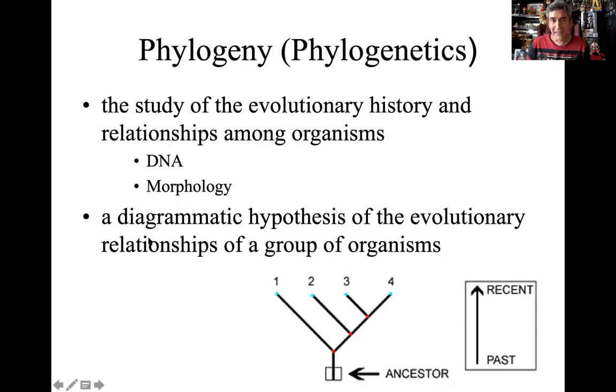When it's presented, right? It's presented as a diagrammatic hypothesis of the evolutionary relationship of a group of organisms. So from past to more recent, right? So here we have 1, 2, 3, 4 different species. And we know that species 3 and 4 are going to be a little bit closer phylogenetically. They share more DNA because they're close together. There's some sort of common ancestor between 3 and 4.